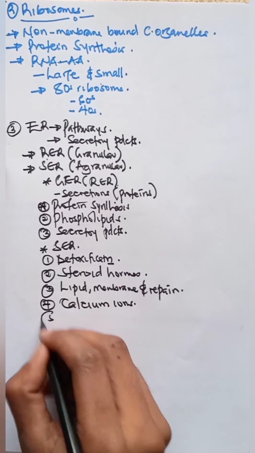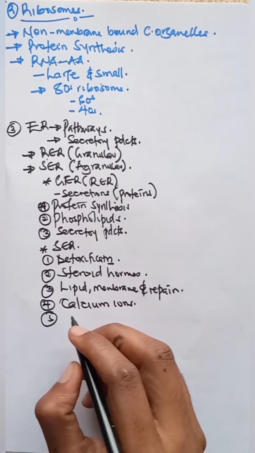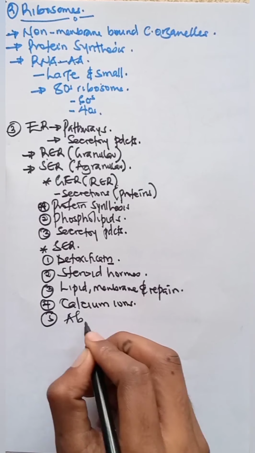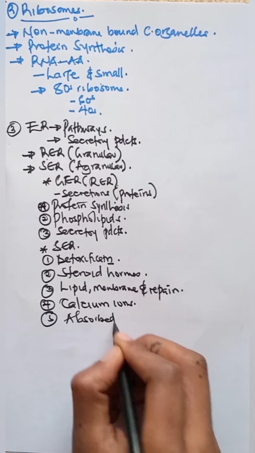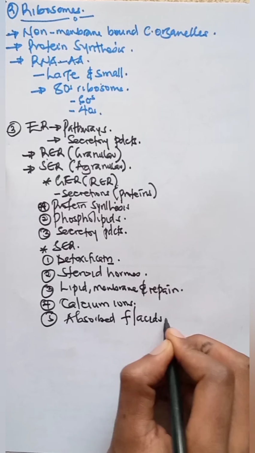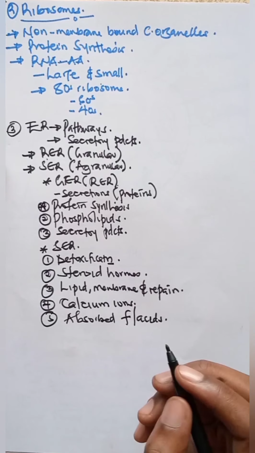And finally, the agranular endoplasmic reticulum acts as accumulation of absorbed fatty acids in the ileum prior to transition to the Golgi body.